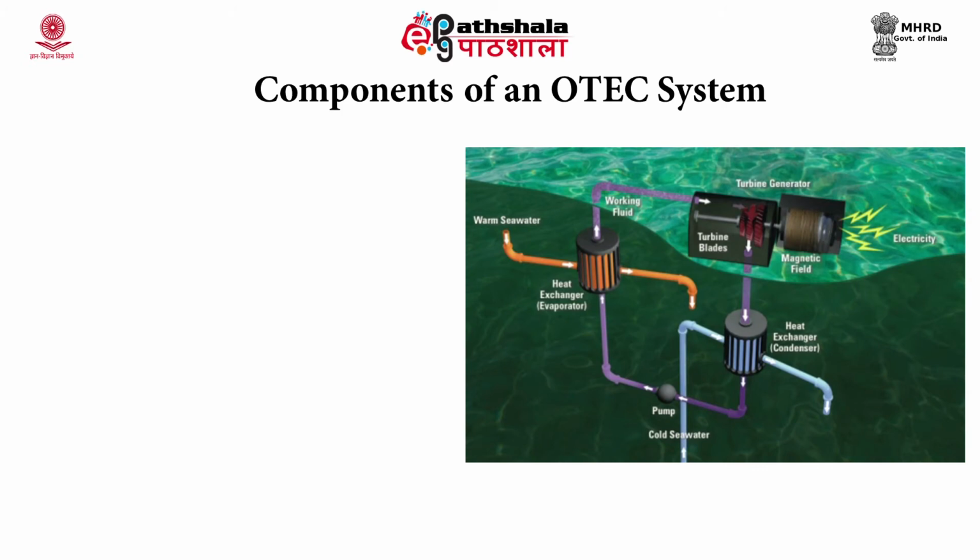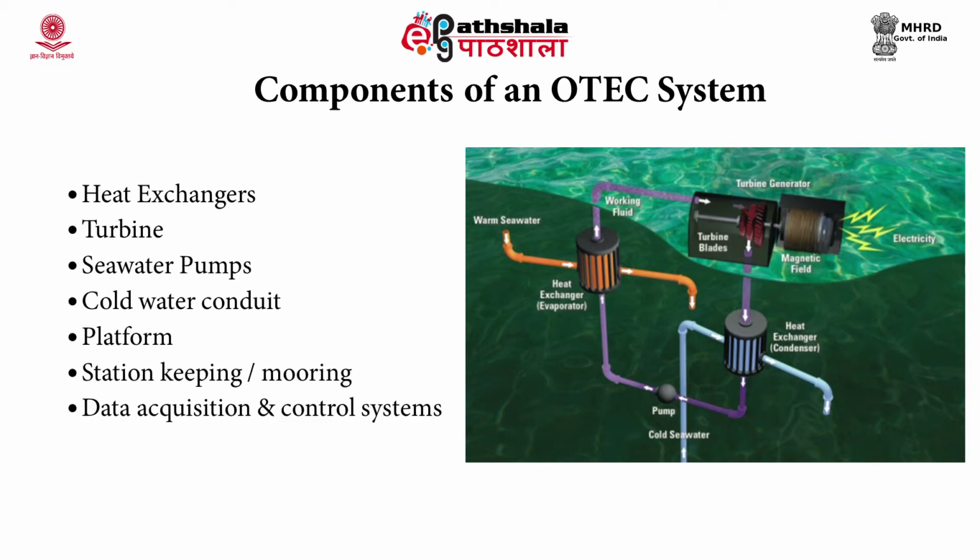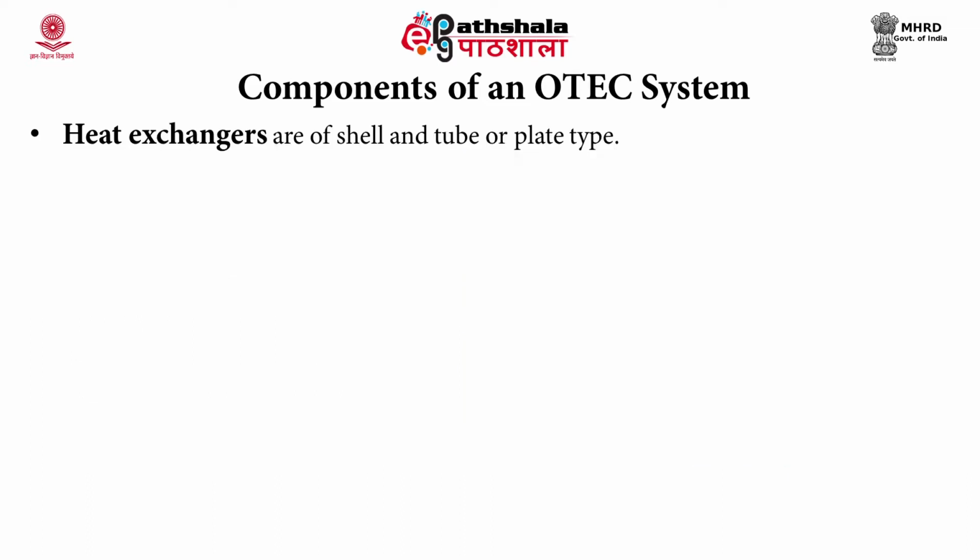The major components of an OTEC system are heat exchangers, turbine, seawater pumps, cold water conduit, platform, station keeping or mooring, and data acquisition and control system. Let's see them one by one. Heat exchangers are of shell and tube or plate type.